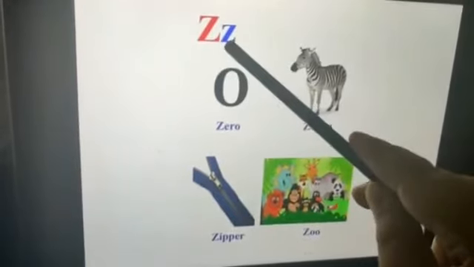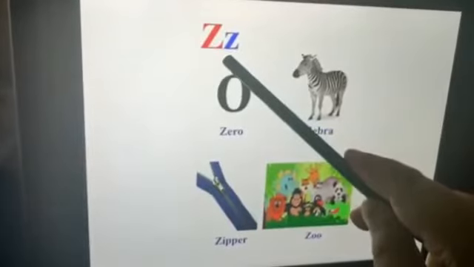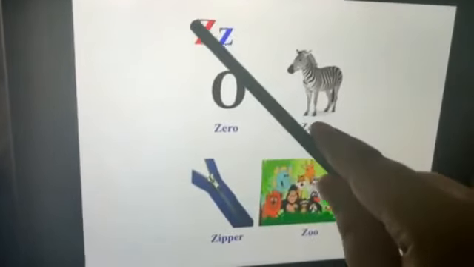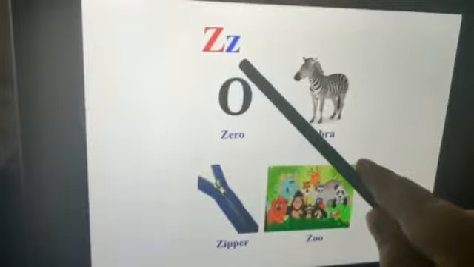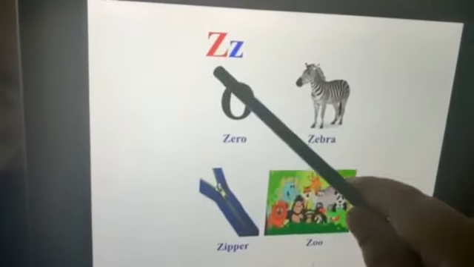Z, Z, Z sound. What sound? Z sound. And this is letter Z. The buzzing sound, Z, that's the sound for letter Z.